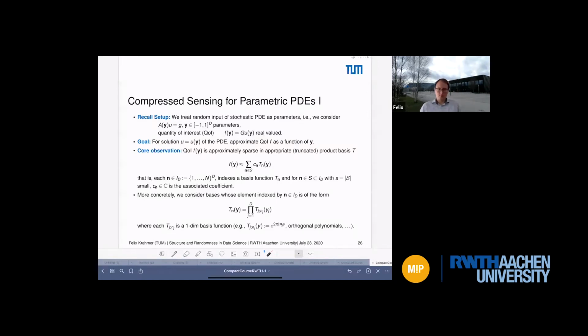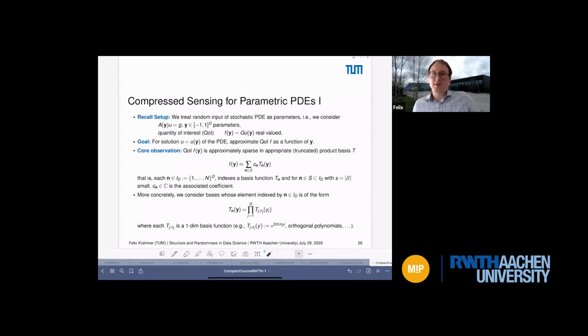So now we're coming to the Karhunen-Loève expansion, which says that such quantities of interest, in certain scenarios that I will not discuss here in detail, or solutions in general, can admit approximately sparse expansions. And the important fact is that this involves a product basis. This is this T here. I will say later how exactly it looks. We have this basis with multi-indices n, basis functions T_n, and we have coefficients c_n, and then f of y is the sum of these coefficients multiplied with these basis functions of y.